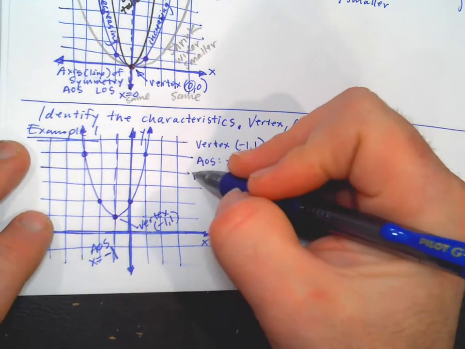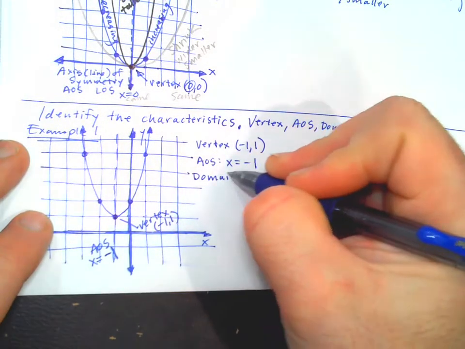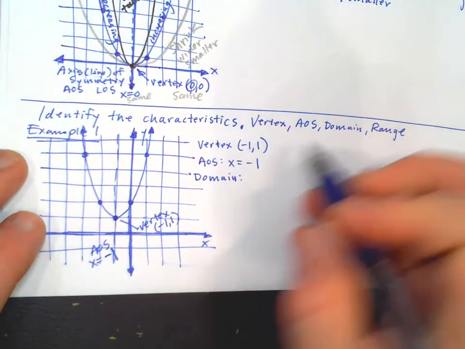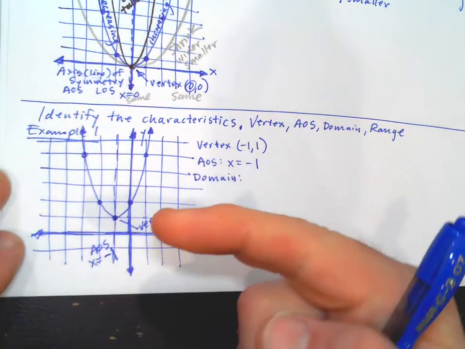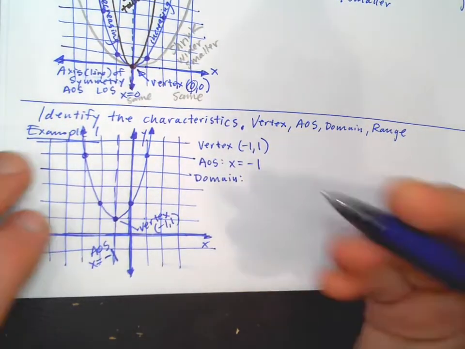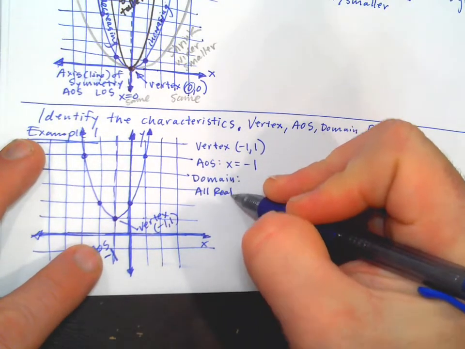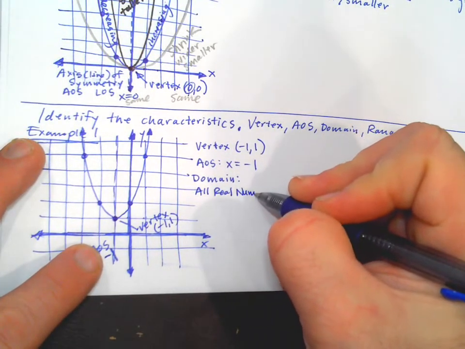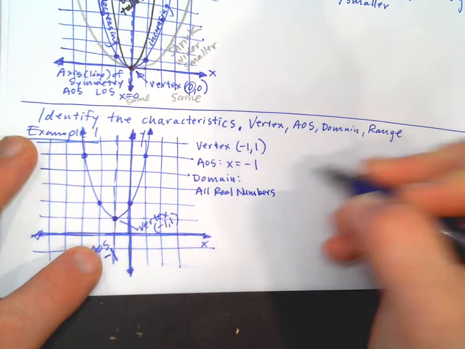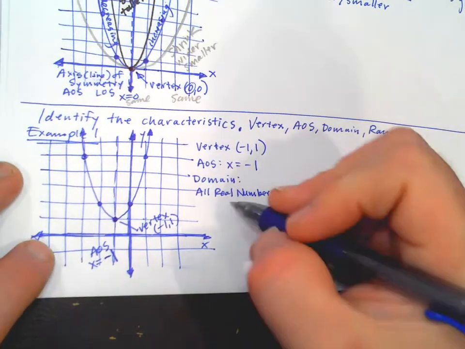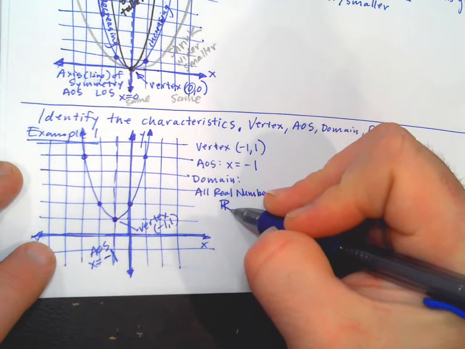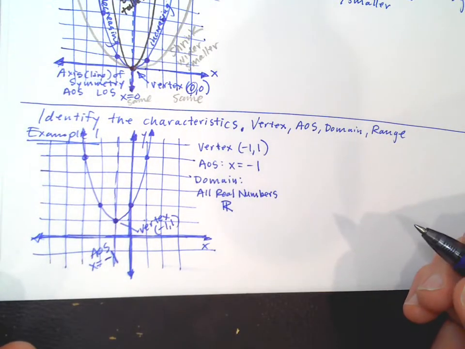Okay. Now the domain is all the possible x values that get used. And these arrows mean it goes to the left forever and it goes to the right forever. So it's going to be all real numbers. There's a symbol that's short for that, and it looks like this. It's 2 vertical lines with an R. That also means all real numbers.